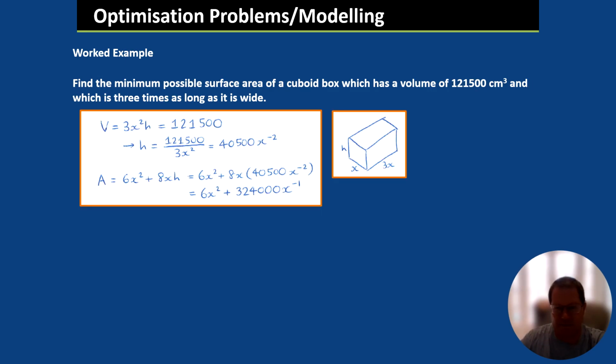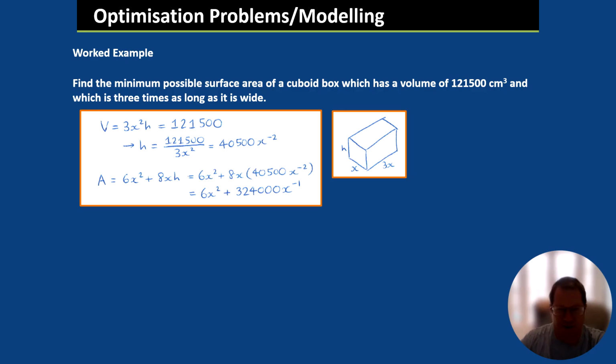Okay, so we've been looking at maximizing the volume for a constraint of a surface area. Let's do it the other way around. So find the minimum possible surface area of a cuboid box which has a volume of 121,500 centimeters cubed and which is 3 times as long as it is wide. So best thing to do, I think, is to draw a diagram, as you've seen in the previous two questions. This time it's 3 times as long as it is wide, so the base I've written as x and 3x with our h in the third dimension.